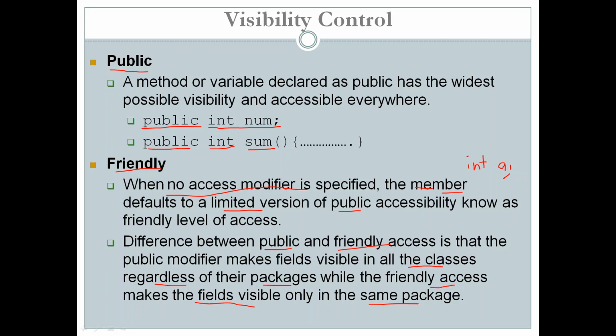But suppose you have program 1 in one folder and program 2 in some other folder, and you have friendly variables in program 1, then program 2 cannot access those friendly variables from program 1 because both are in different folders. That means both are in different packages. Okay, so public and friendly. In case of friendly, the programs in the same package can access it, and it is not accessible in other packages.